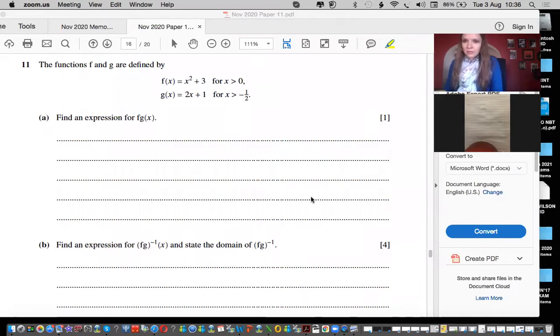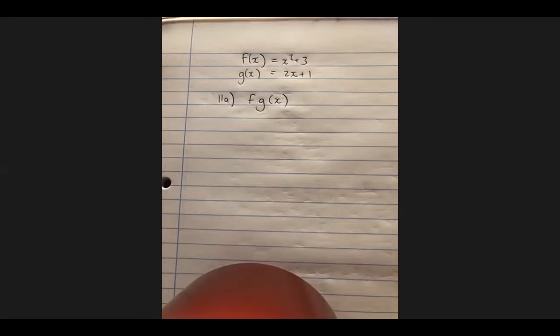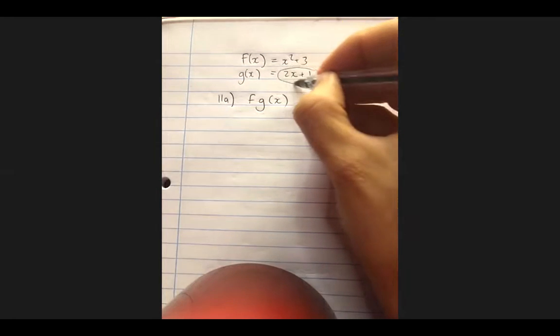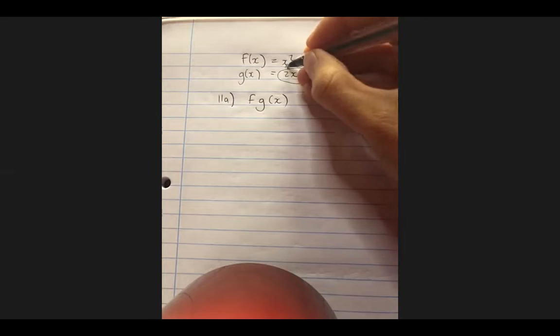We are getting closer and closer to the end, but this is also where we normally get tired and we start making silly mistakes. So for 11, let's just quickly write down what they've got there. We've got f of x is equal to x squared plus 3, and we've got g of x 2x plus 1. Okay, so let's just do the compound function. For 11a, they ask you to do f of g of x. All that means is you need to sub g into the x of f of x. So this g needs to go into the x of f of x.